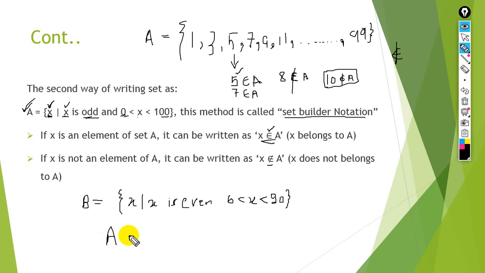So we can say that the set will be written, sorry, not A, it should be B, because I have taken B as the name of the set. So B is equal to, what do we have? Here we should start from 8.